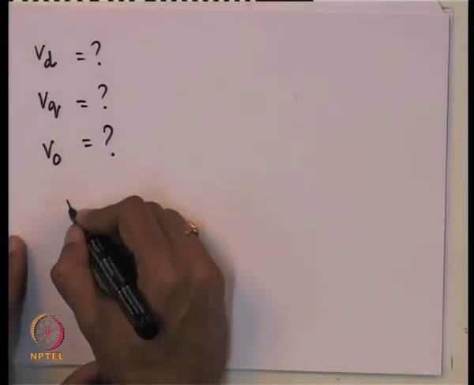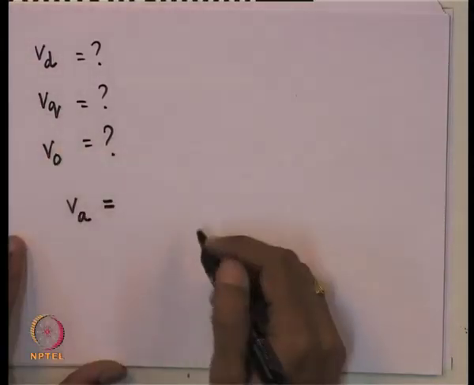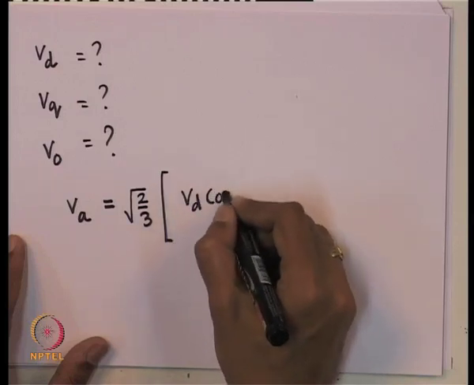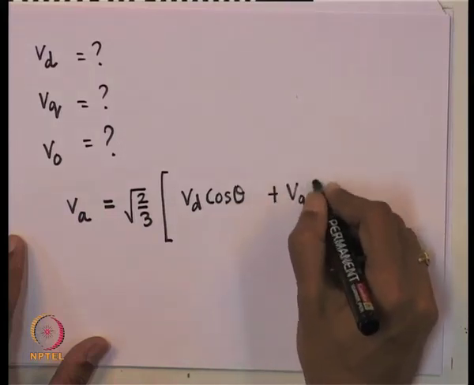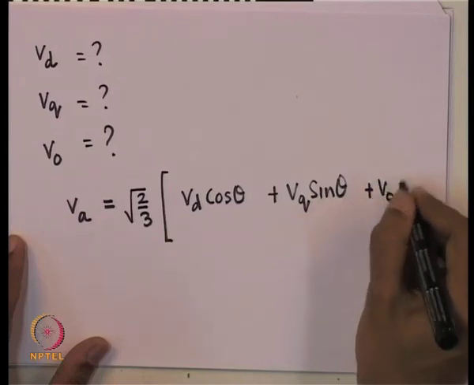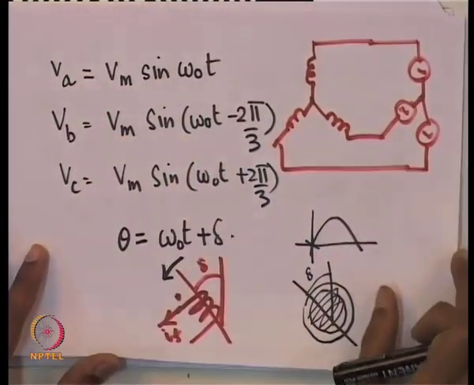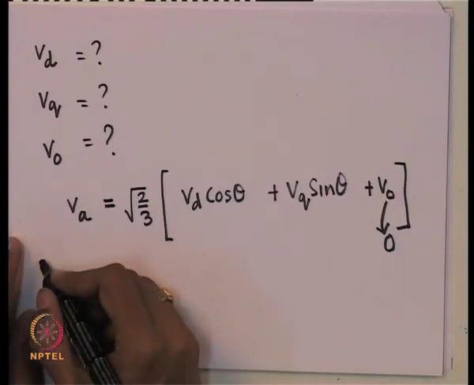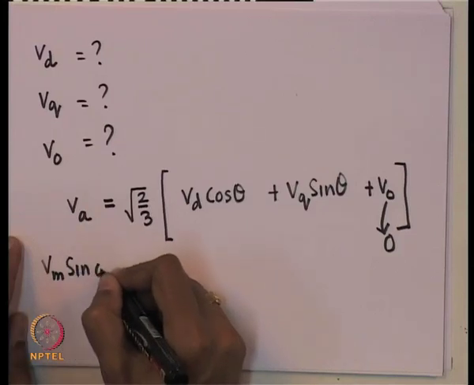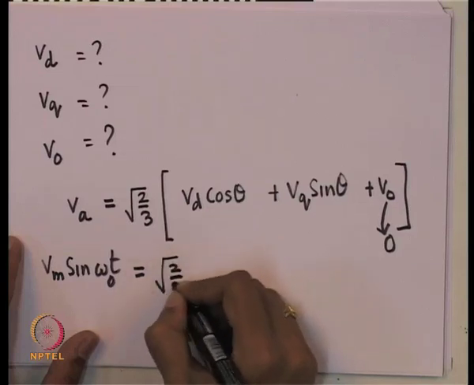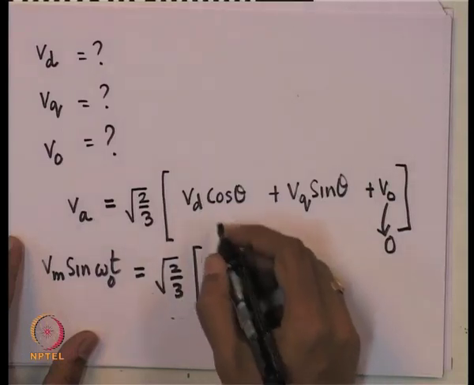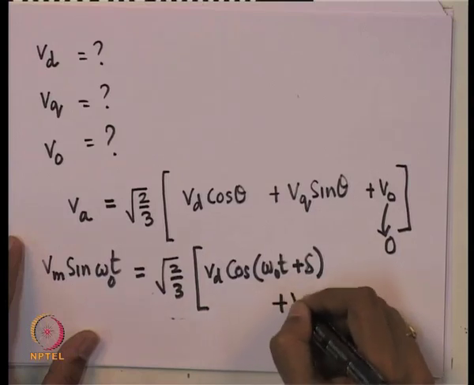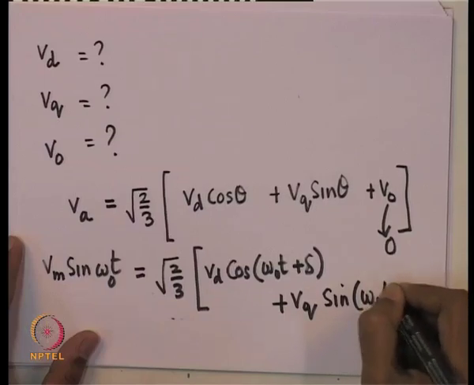Now, you know that V A from the Cp transformation is nothing but root 2 by 3 times V D cos theta plus V Q sin theta plus V naught. Okay. V naught of course, is 0 because V A plus V B plus V C is equal to 0. So, this is 0. Also, since V A is equal to V m sin omega naught t is equal to root 2 by 3, so we have V D cos theta, I have told you, is omega naught t plus delta, plus V Q sin omega naught t plus delta.